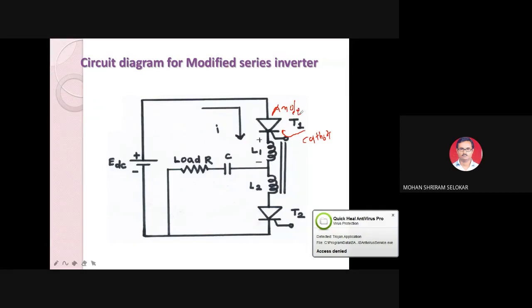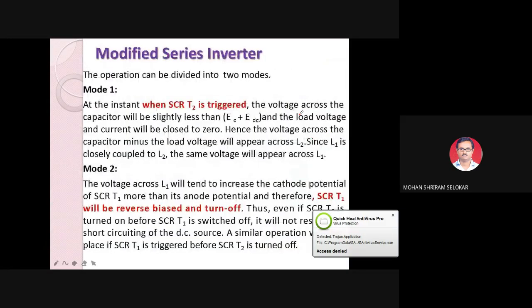What I mean to say, when voltage across L1 appears, it will tend to increase the cathode potential of SCR-T1 more than its anode potential. Now you know that when the voltage at the cathode is more than the voltage at the anode, what will happen? SCR-T1 will be reverse biased. Understand? Voltage across SCR-T1 will be reverse biased and it turns off, right?